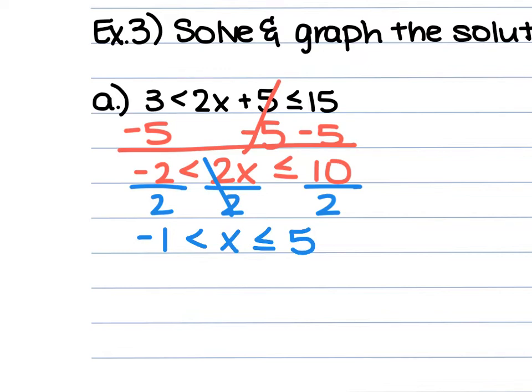So if we go to graph this, first off, you want to look, is my smallest number first? Yes, that -1 comes before the 5. -1 is less than 5. I'm okay. If it doesn't, you want to rearrange this to where your smallest number comes first. In this case, it does, so we just can graph. So we're going to look for that -1. 0, 1, 2, 3, 4, 5.